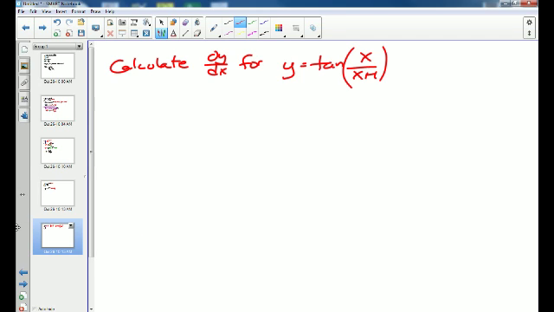You can combine rules. So this is going to be a chain rule, right? What is going to be the derivative of the inside, though? It's a quotient rule. So this is a chain rule and a quotient rule.